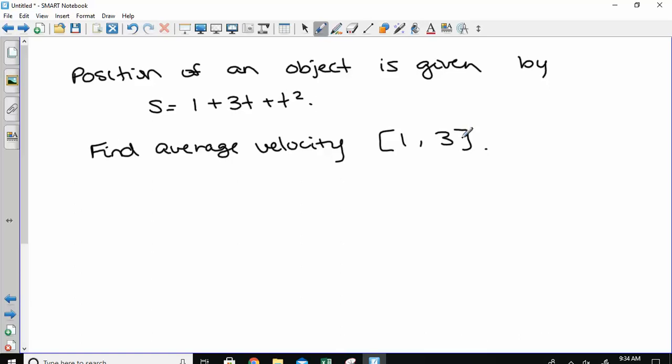If I ask for velocity in general, how do you get velocity from position? Velocity is just the first derivative. But when I ask for average velocity, that's the slope, average rate of change. So we have to find the slope. I have given you 2 times, 1 and 3. What do I need to do?